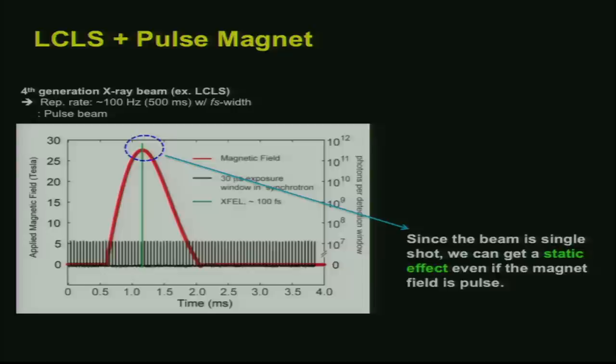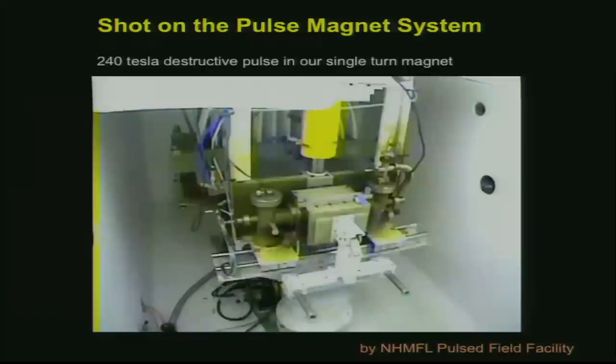But we can synchronize two pulses, the X-ray and the magnetic field. We can get the static effect at the top. That's why we can investigate the correlation between the ferromagnetism and the superconductivity. So here is one example. This is the world's best pulse magnet testing.